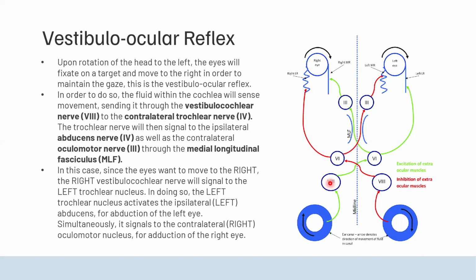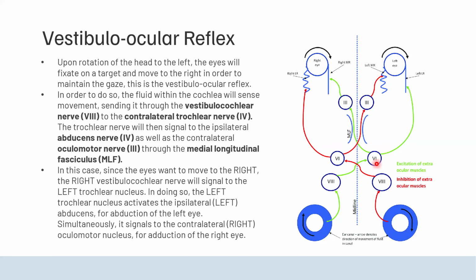As it does that, the vestibulocochlear nerve, the eighth cranial nerve, is going to sense this shift in fluid. Okay? So the left side, since I'm turning towards the left, is going to sense this shift. As it senses this shift, it is going to communicate with the contralateral abducens nucleus. Okay? Why is it communicating with the contralateral abducens nucleus?